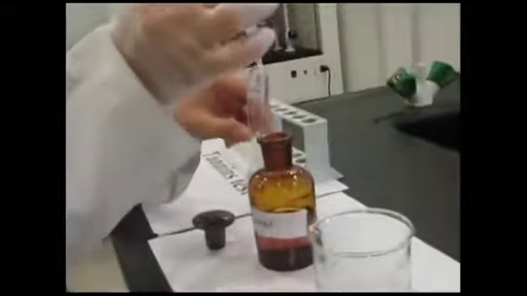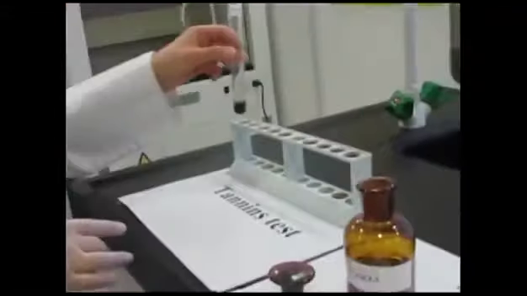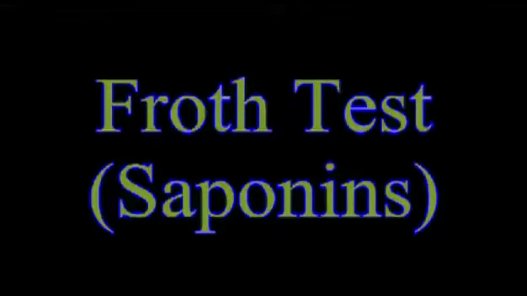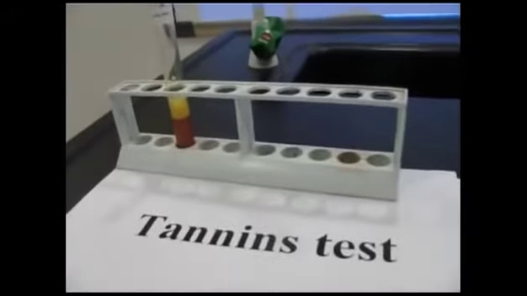Then for tannins, again take 2 ml of aqueous extract in a test tube and add a few drops of FeCl3. Blue color means hydrolyzable tannins are present, and green color means condensed tannins are present. For saponins, the froth test is used. 2 ml of aqueous extract is taken into a test tube. Shake it. If 1 to 2 centimeter froth appears and persists for 5 minutes, it shows the presence of saponin.